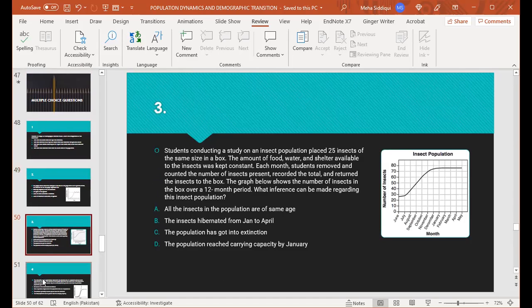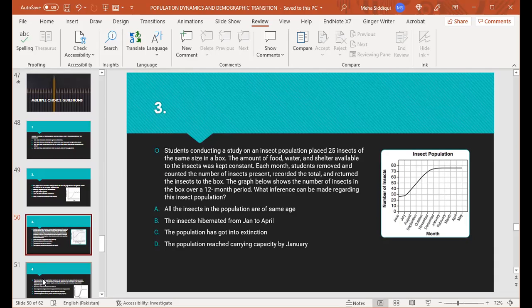Third MCQ. Students conducting a study on insect population placed 25 insects of the same size in a box. The amount of food, water, and shelter available to the insects was kept constant. Each month, students removed and counted the number of insects present, recorded the total, and returned the insects to the box. The graph below shows the number of insects in the box over a 12-month period. What inference can be made regarding this insect population?